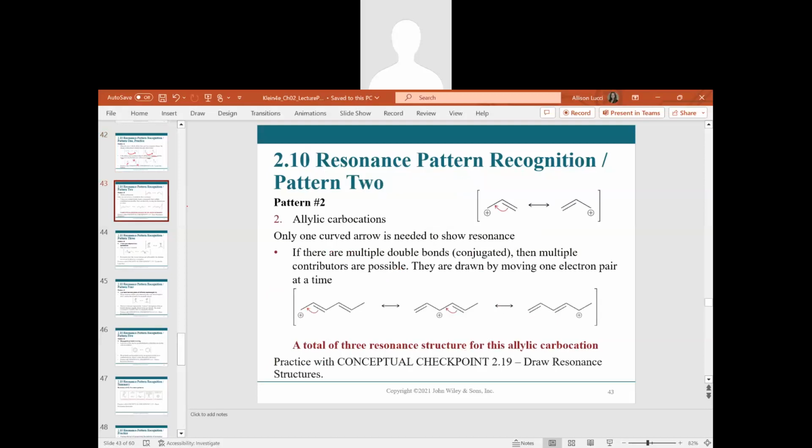So pattern 2, now we have allylic carbocations. So we have an allylic structure. So we have that double bond, single bond pattern, but now we have a positive charge instead of a lone pair. So this first structure here shows the curved arrow moving that double bond over. So no longer do we have a formal charge on the left side, it moves to the right side. In these cases, we only need to use one curved arrow to show resonance structures, unlike the allylic anion or the allylic lone pairs, where we had two curved arrows.